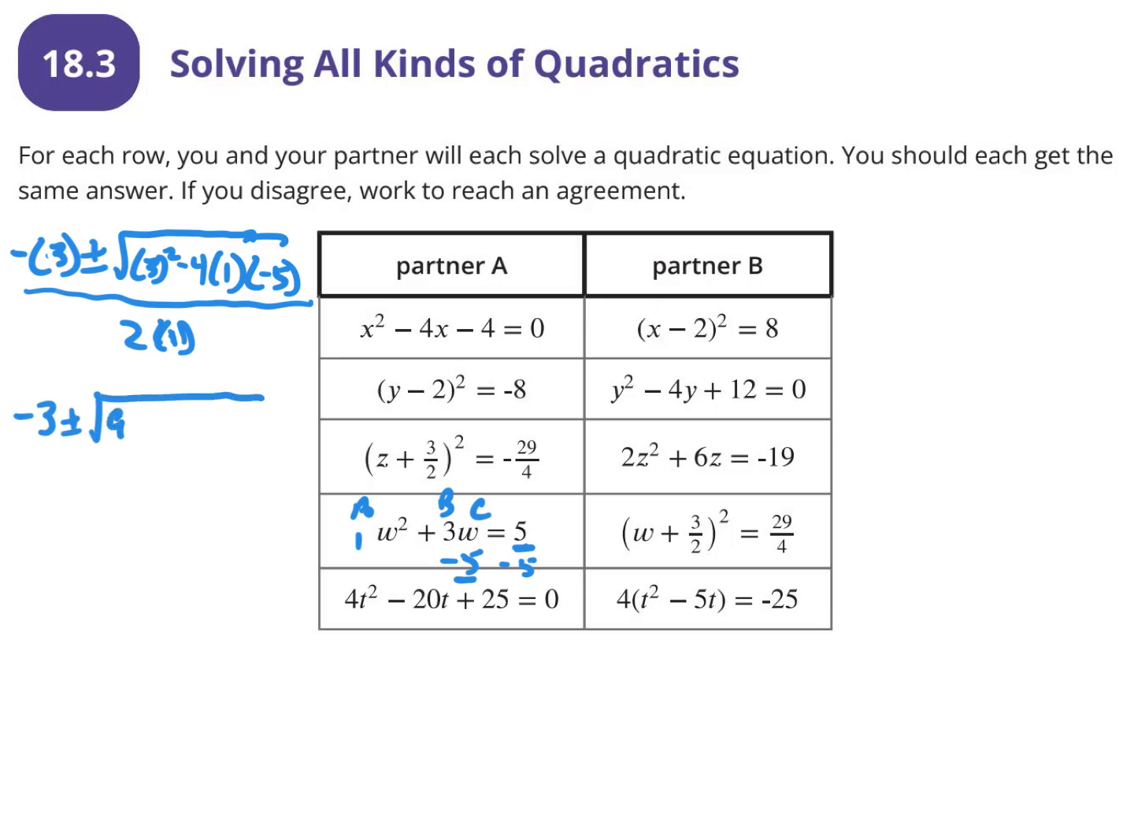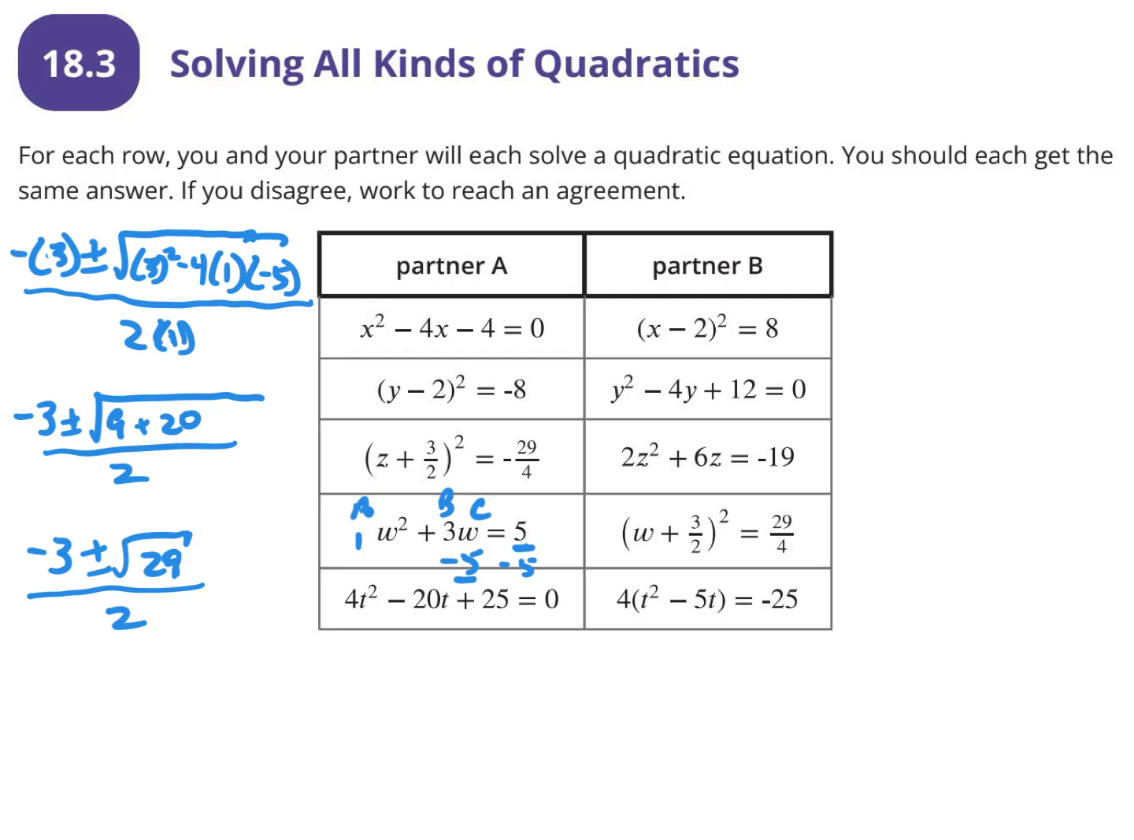3 squared is 9. -4 times 5 is +20, all over 2. We get -3 plus or minus the square root of 29. 29 is a prime number. It only has 1 and itself as a product, all over 2. So -3 plus or minus the square root of 29 all over 2. All right, that's the most we can do with that one.